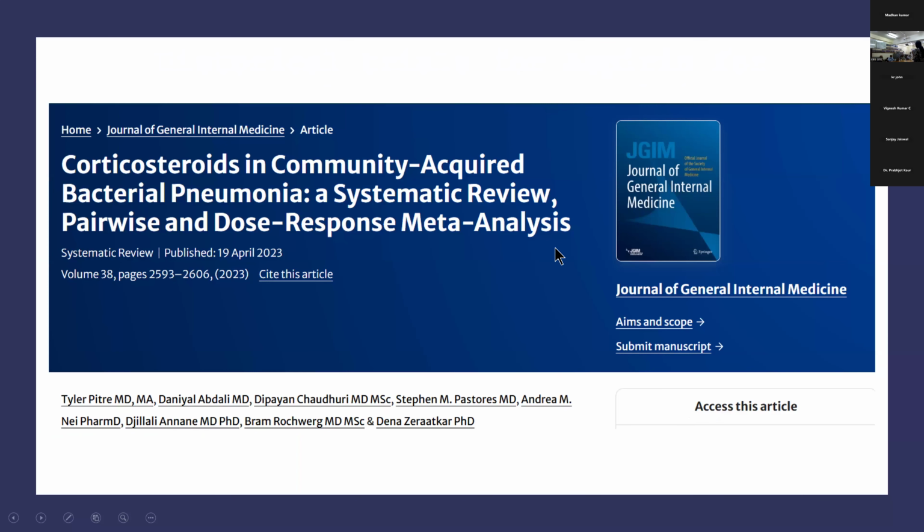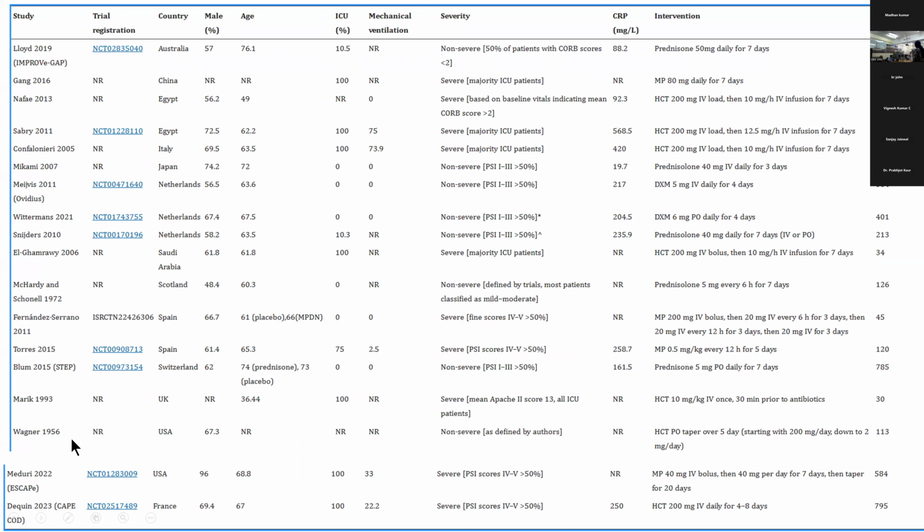Now I'll give you another example. This paper we actually saw in detail last week. We looked at corticosteroids in community-acquired bacterial pneumonia. In this study, they had looked at 18 studies. Here are the study names. Here are the countries they have done the studies in. This is the male-female population. This is the age of the studies. And this is how many of them required mechanical ventilation in ICU.